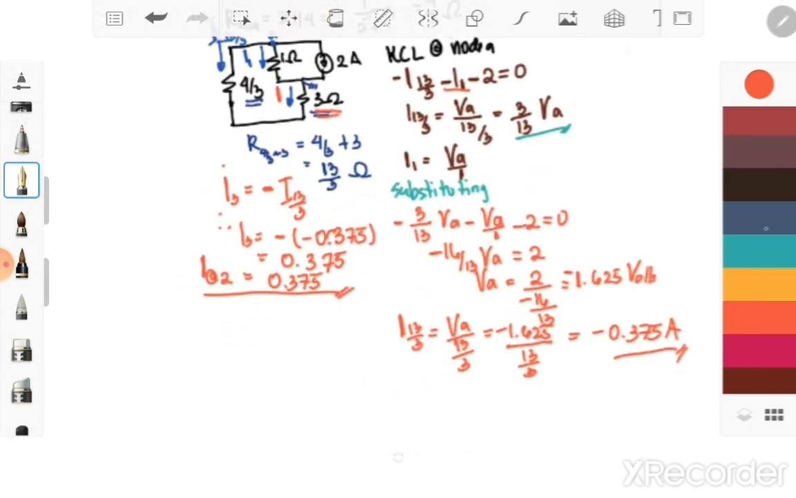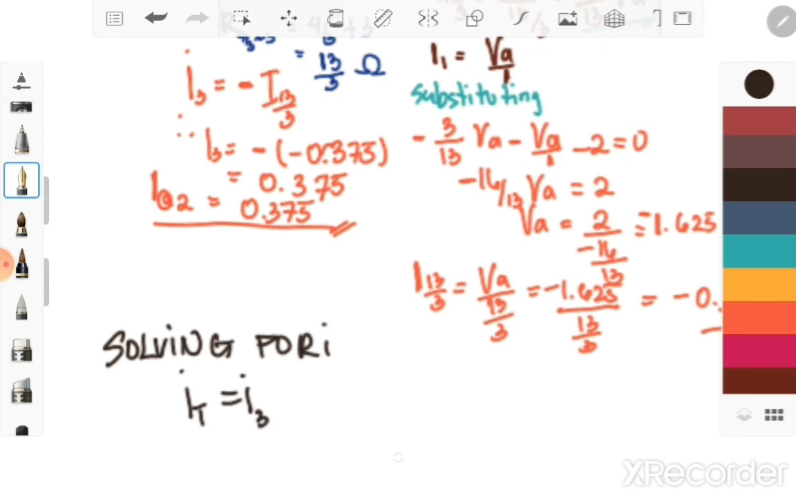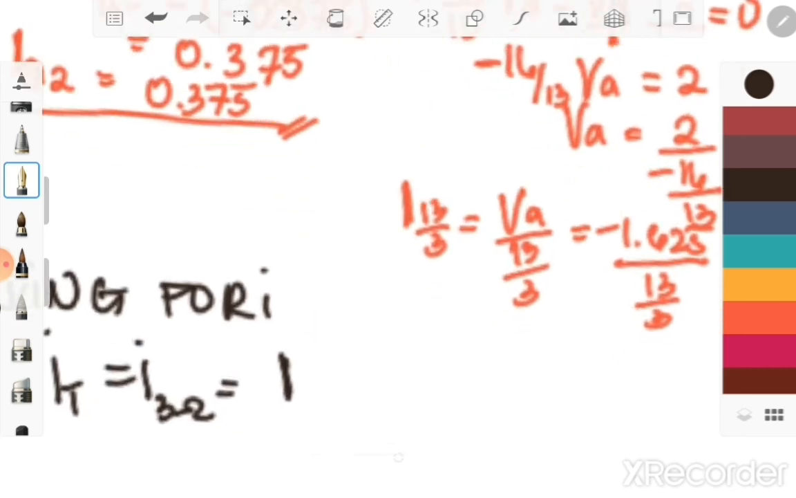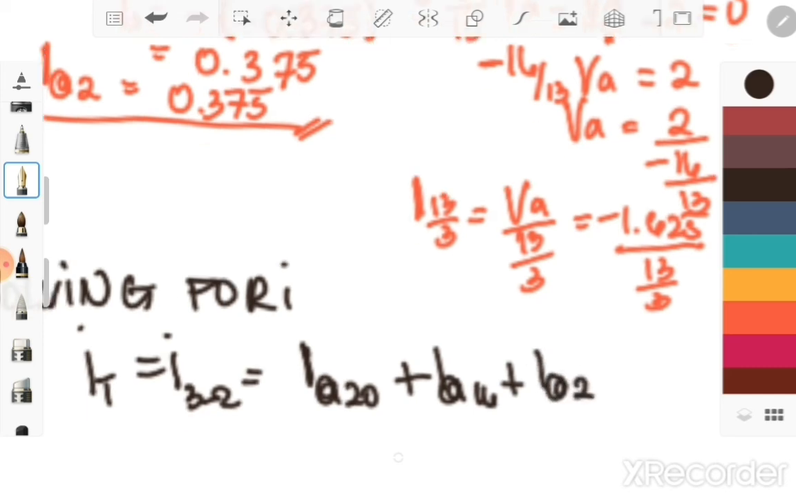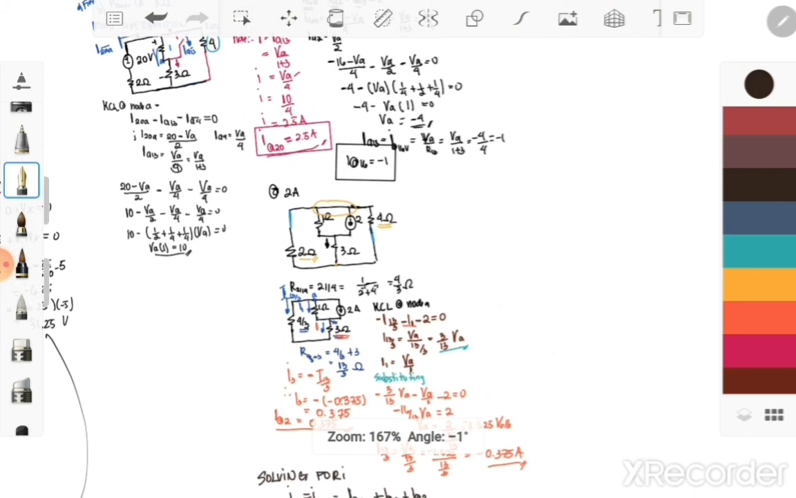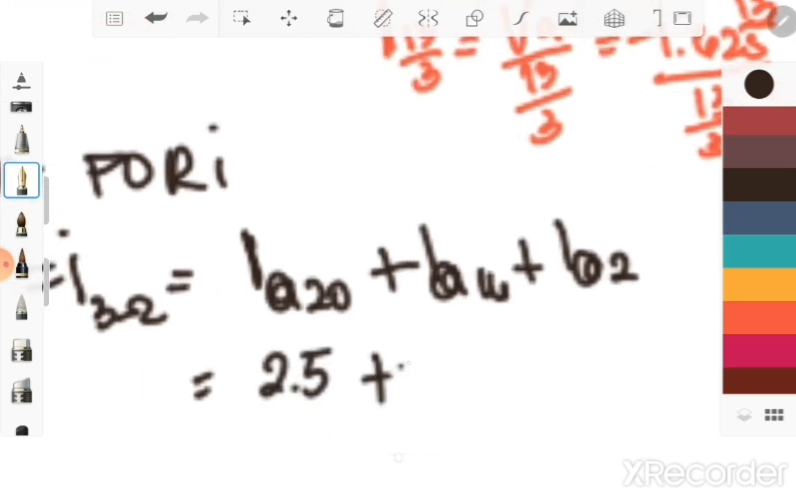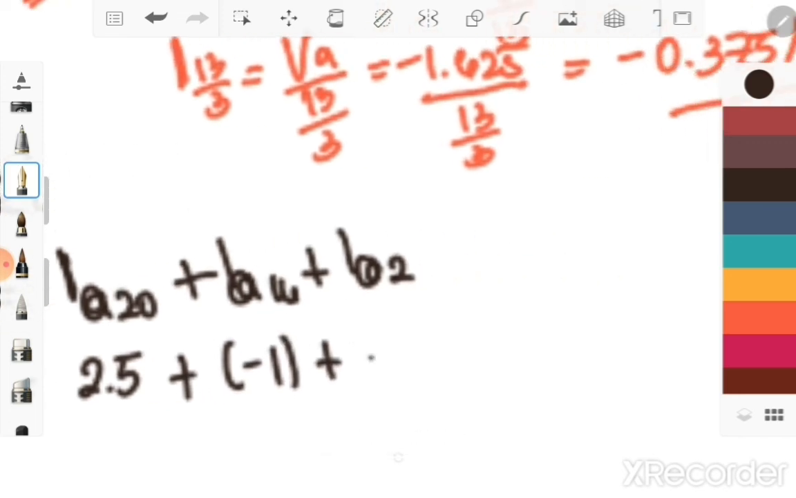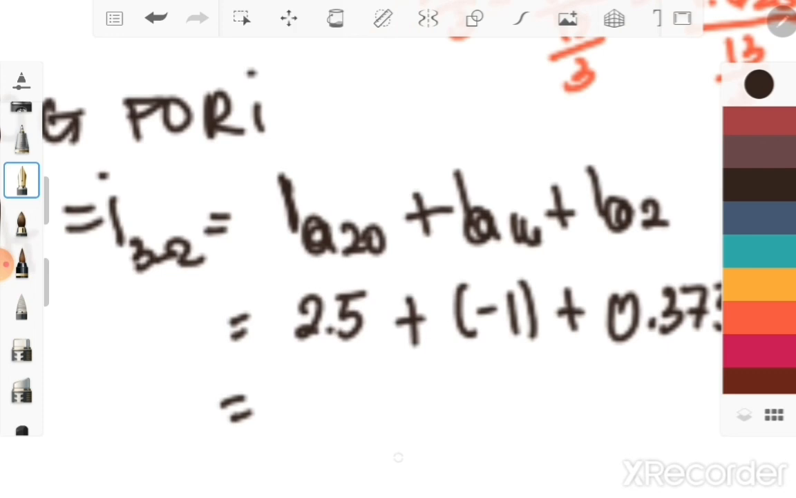So solving for our I, we have I total is equal to our I at 3 ohms. So we have I at 20 volts plus I at 16 volts plus I at 2 amperes. So we have our I at 20 volts is equal to 2.5, and our I at 16 volts is negative 1. So we have 2.5 plus negative 1 plus positive 0.375. So we have a value equal to 2.5 minus 1 plus 0.375, we have 1.875 ampere. That is our I at 3 ohms.